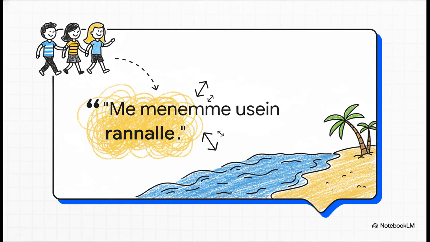And here's what that looks like all put together in a sentence. Me meneme usein rannale. If you translate it literally, it says, "we go often beach to." The word order feels a little different from English, sure, but the logic is crystal clear because that direction is built right into the destination.